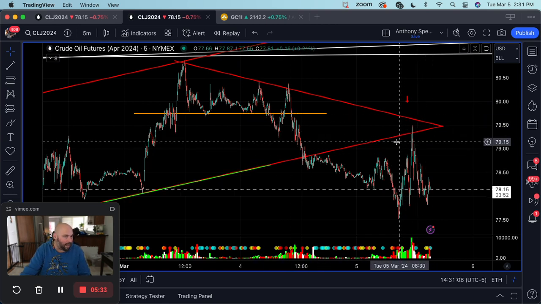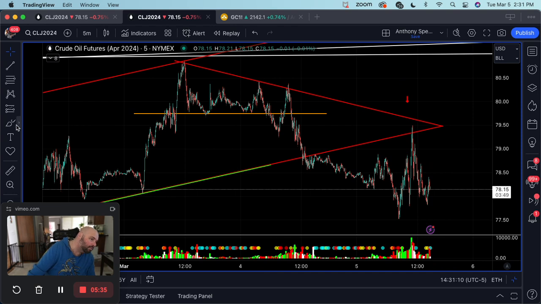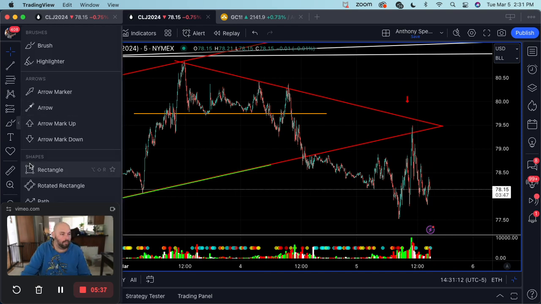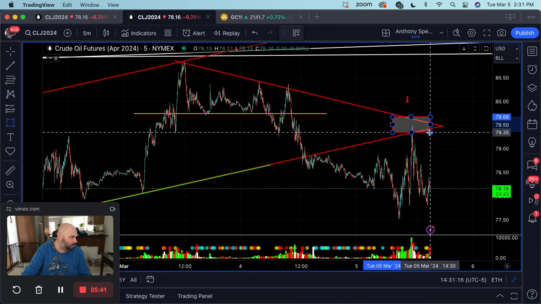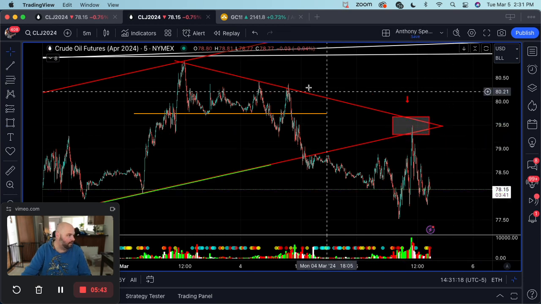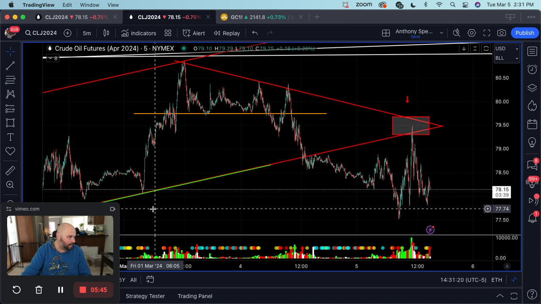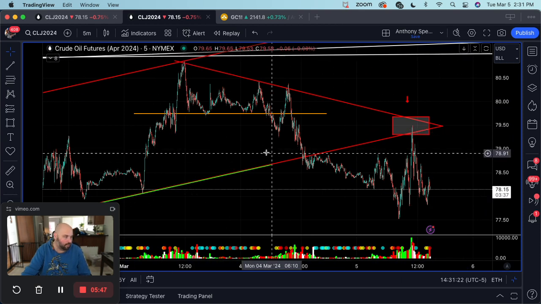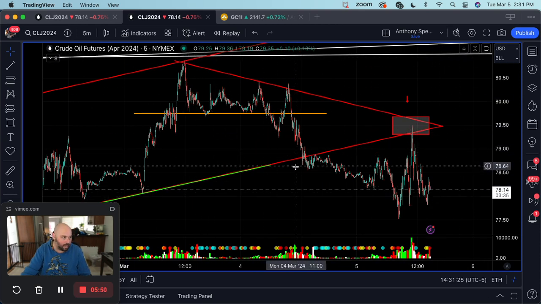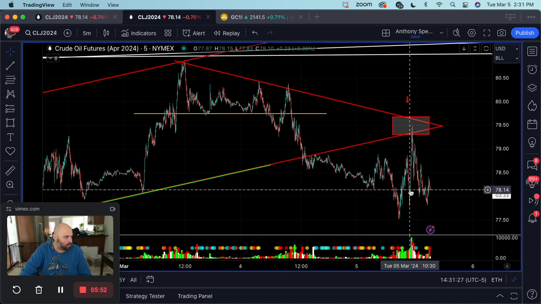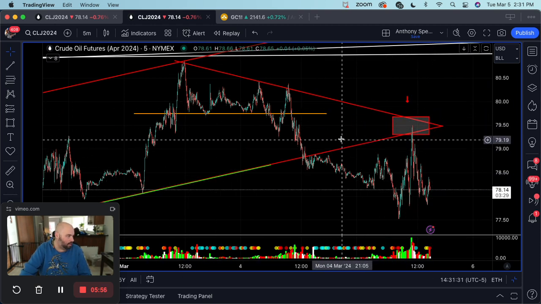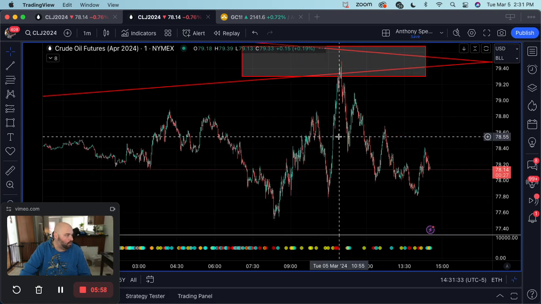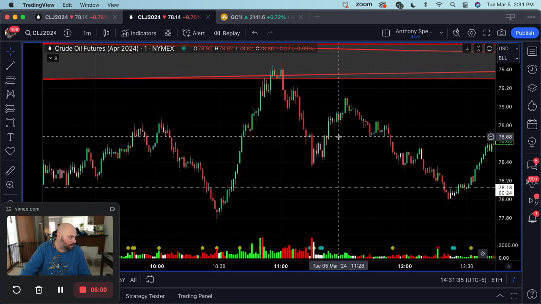Here is the test of this area. This was specifically what I was looking for: price to come into this area between this descending trend line, or counter trend line, whatever you want to call it, and this ascending channel structure or ascending trend line. This is what I was looking for. Take it to a 1-minute chart. Guys, look at this.